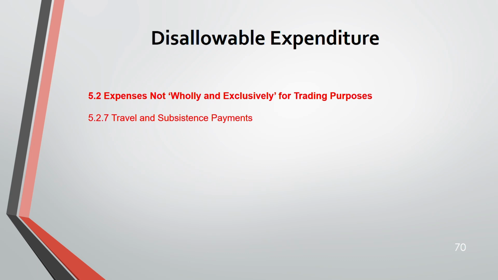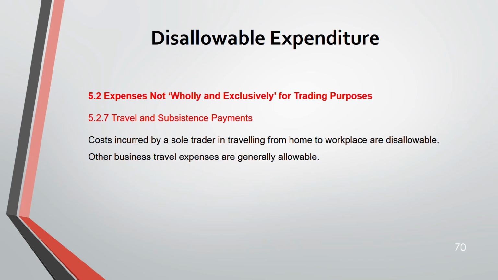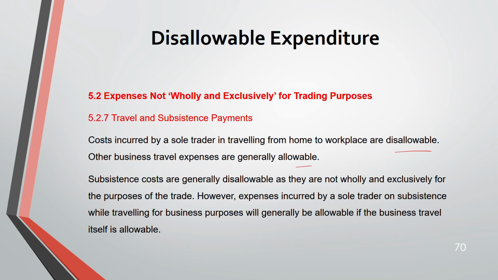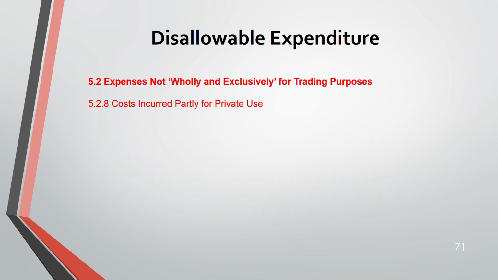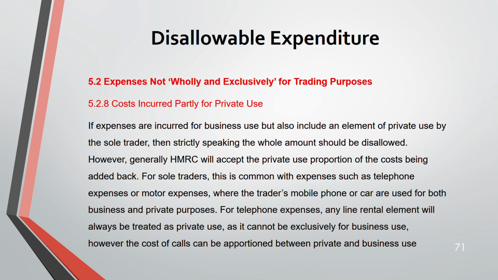Now, travel and subsistence payment. So any cost incurred by a sole trader for traveling from home to workplace, disallowable. But other business travel expenses are allowable. Subsistence cost. Generally, they are disallowable if it's not for the purpose of trade. But if the expenses are incurred by the sole trader while traveling for business purpose, it would be allowable. But remember, business travel has to be allowable, then the subsistence payments will be allowable. The next expense, cost incurred partly for private use.